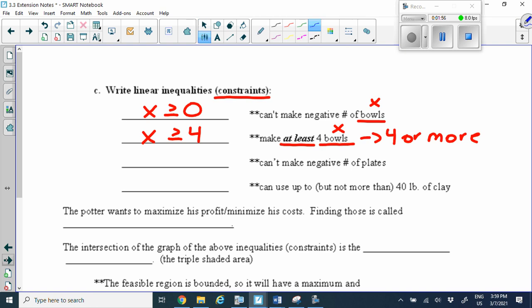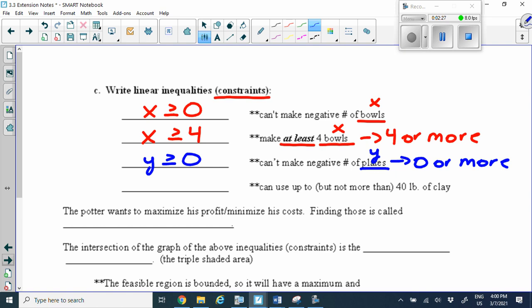Now, it talks about plates, that we don't want anything negative. Now remember, plates we represented as y for our variables. So we can't have a negative number of plates, but we can have either 0 or more. So if we think about 0 or more, well, that's going to be just like we did with the negative amount of bowls. y is greater than or equal to 0. Okay, so we can have 0 plates, or we can have any positive amount.